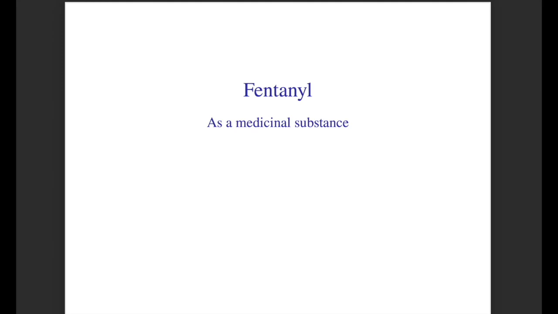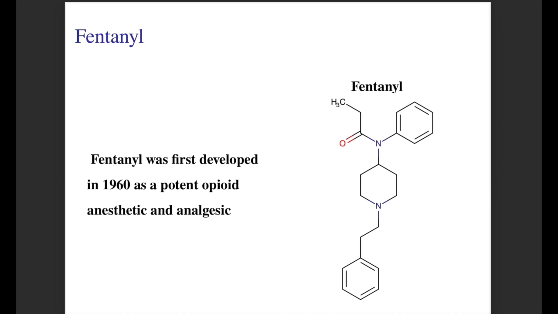In this video, we are going to cover fentanyl as a medicinal substance. Fentanyl was first developed in the 1960s as a potent opioid anesthetic and analgesic. It should be added that fentanyl is up to 100 times more powerful than morphine and up to 50 times more powerful than heroin.